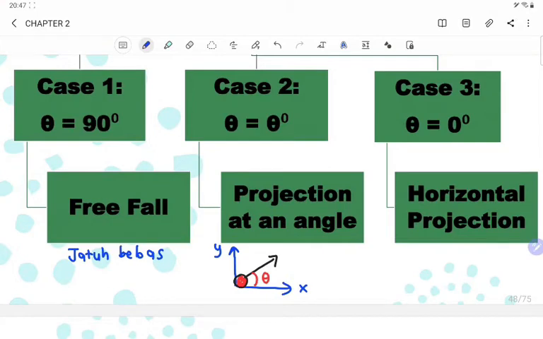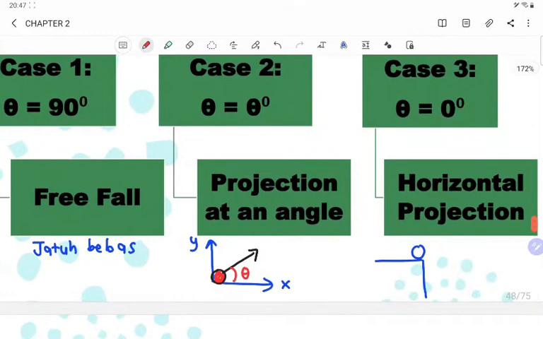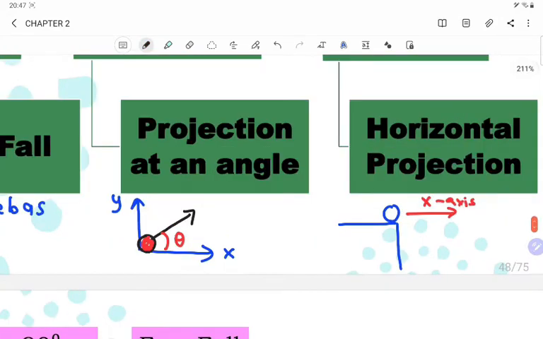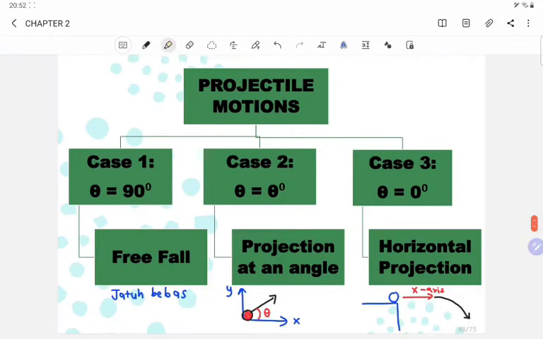And then the last case is horizontal projection. For horizontal projection, the object is being thrown or projected along horizontal axis. Okay, dia ada pergerakan asalnya pada horizontal axis sahaja, iaitu x axis. And then it will continue to move in parabolic path. Okay, tapi untuk video kali ini kita akan fokus on free fall sahaja. Because for free fall itself, we have 3 different situations yang kita kena fahamkan.